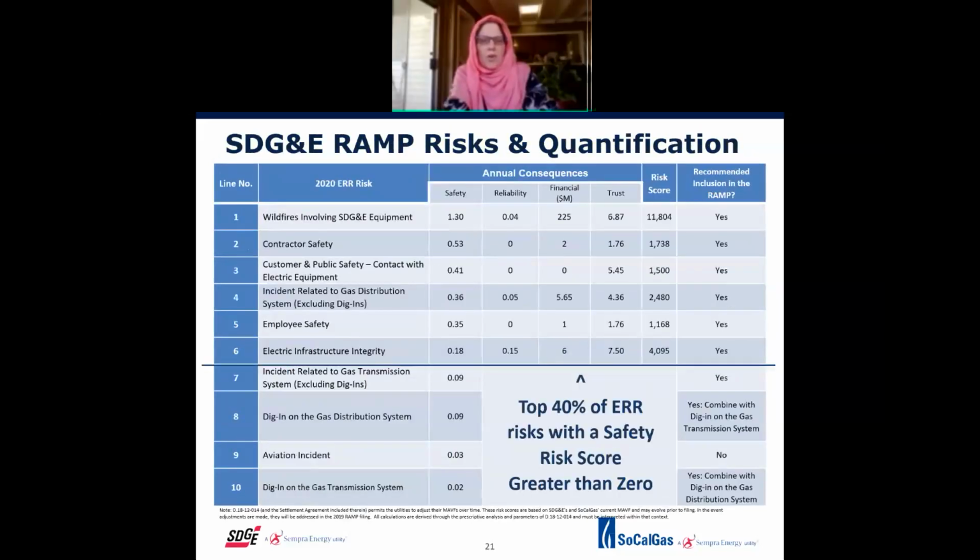This one. So my question on this slide is the first risk, the wildfires involving SDG&E equipment. Is this including assessing PSPS as a risk?